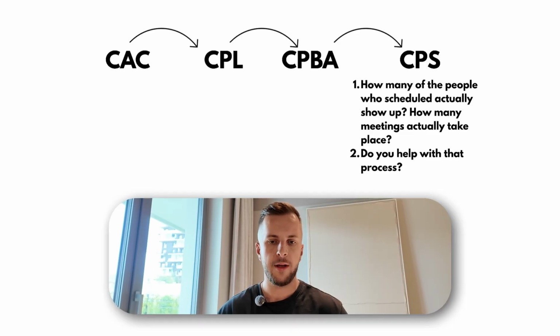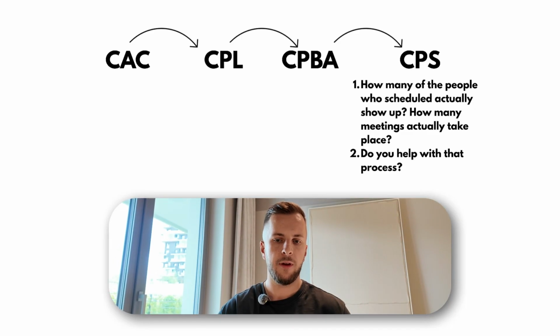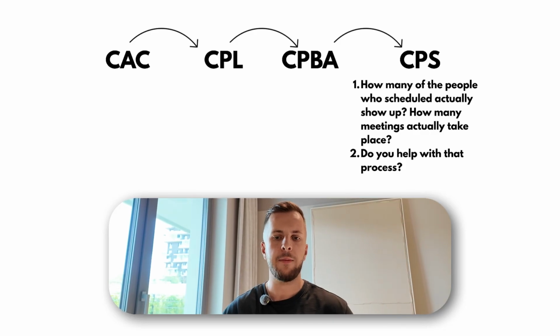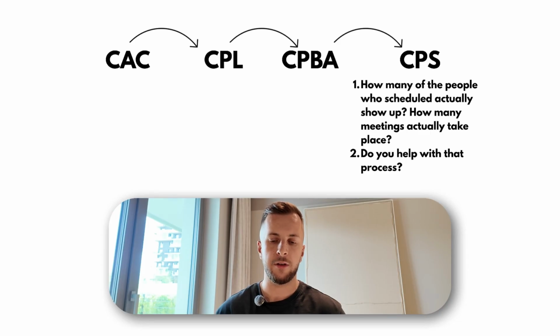We also help with scheduling. We nurture the leads through SMS and email. We have a landing page where we send them so they can schedule those calls. So on the back end, we help with scheduling meetings as well. And then the cost per show. How many of those people actually show up? How many meetings actually take place? Of course, not everyone who booked an appointment is going to show up. So we need to know on average how many of those people actually show up, and do you help with that process?